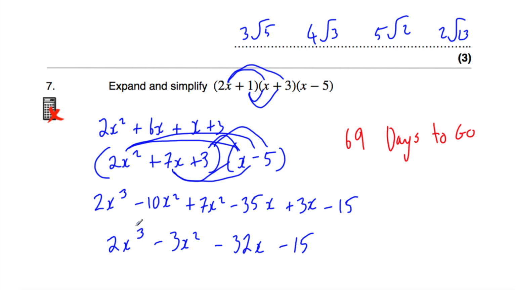And that's it, we're done. We've got 2x cubed minus 3x squared minus 32x minus 15. And that's it. And if you got that, well done. Okay, let's have a look at question number 8.